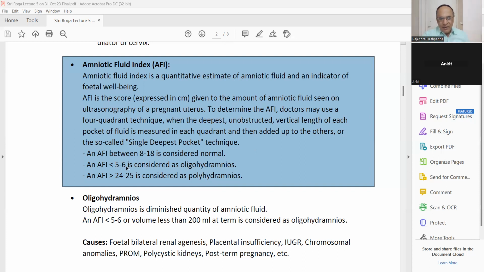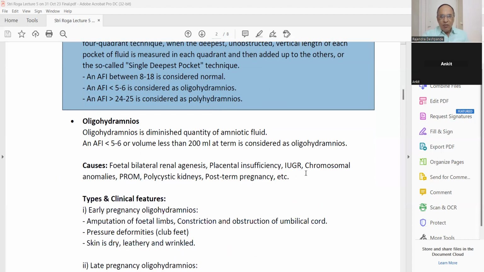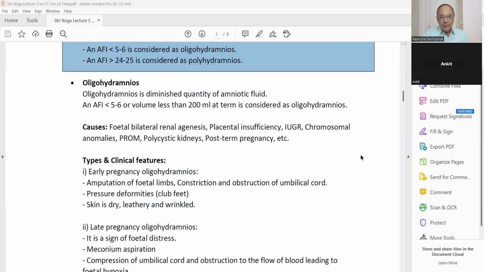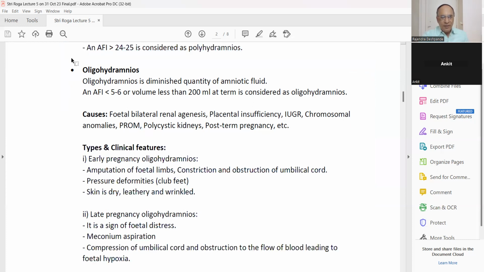Okay. Then less than 6. You just write down 6. Less than 6, oligo. Write down this. Oligohydramnios. Cursor is there. Can you see the cursor? Then greater than 24. Greater than 24 is polyhydramnios. More, abnormal. These two are the abnormal, not normal. First is normal, 8 to 18. These values are important. You must remember this. We will go further and we will see what is oligohydramnios. Step by step. Don't worry, be happy.